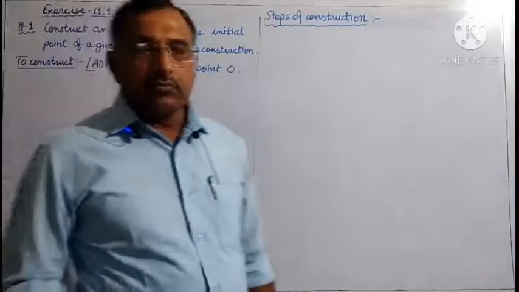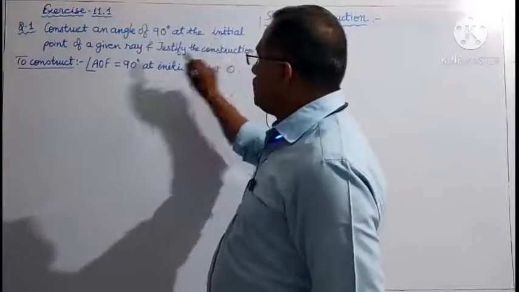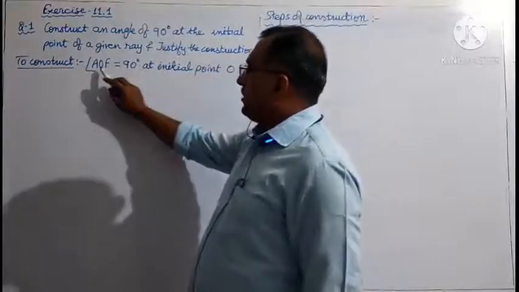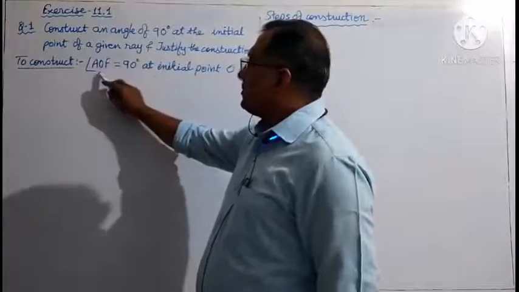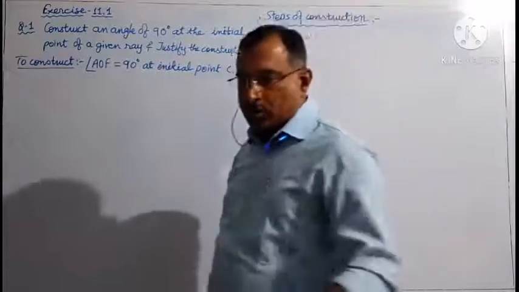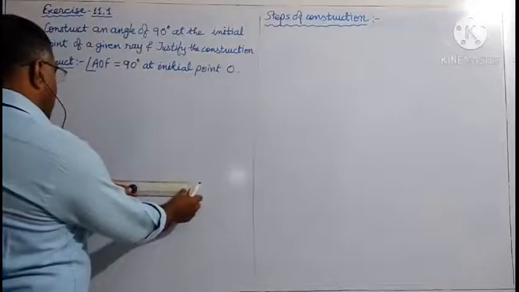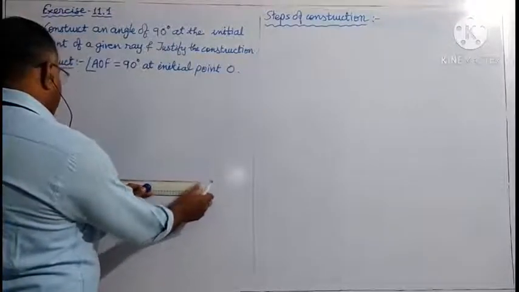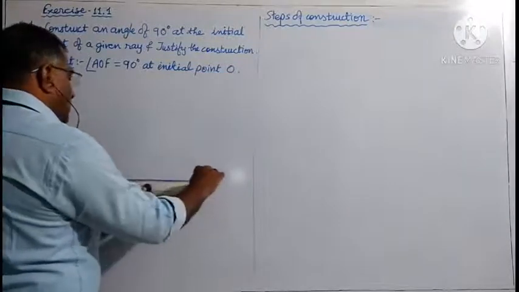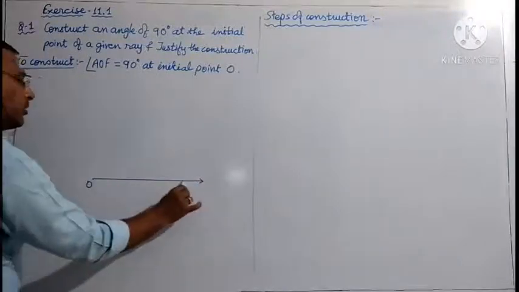In question number 1 of this exercise, construct an angle of 90 degree at the initial point of the given ray and justify the construction. So here the ray OA is given, then we have to construct angle AOF equal to 90 degree at the initial point O. So let us construct. For that, first of all, we have to draw the ray OA.